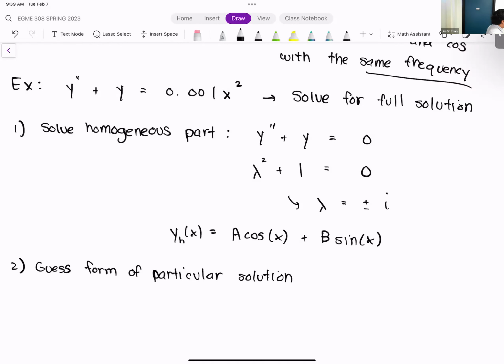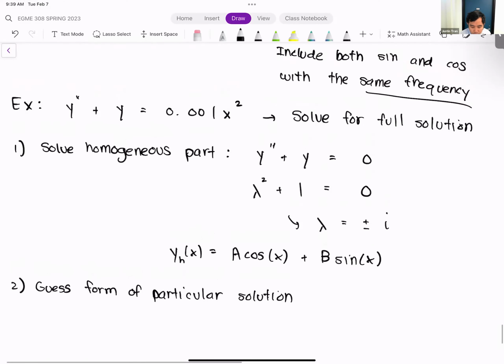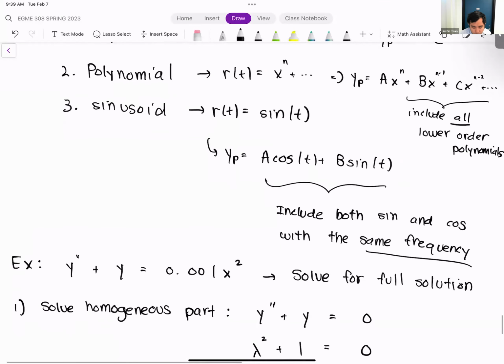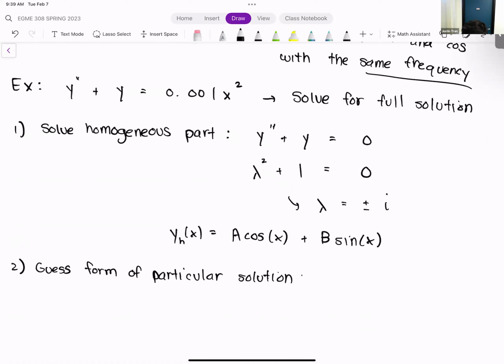In step 2, we're going to start to solve for the particular solution. Our guess for the particular solution is going to be based on the form of the forcing function. In this case, our forcing function is a simple quadratic, 0.001 x squared. So we go up to rule 2 right here. This is obviously a polynomial, which means our guess for the particular solution is also going to be a polynomial.